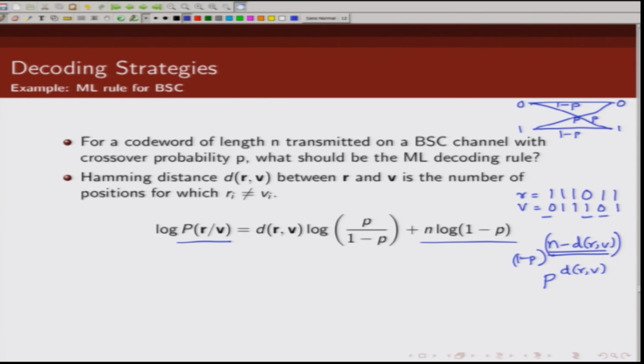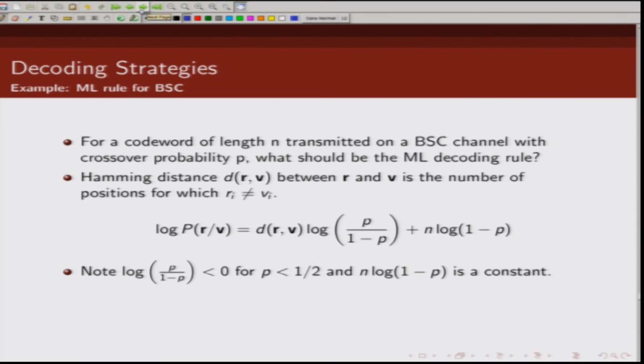In other words, we should choose a code word v in such a way that d(r,v) is minimized. When d(r,v) is minimized, only then will minus d(r,v) be maximized. So, that is what we are saying here. Log of p by 1 minus p is less than 0, so this will be a negative quantity. When you want to maximize a negative quantity, this term should be as small as possible, and this term does not depend on selection of v.